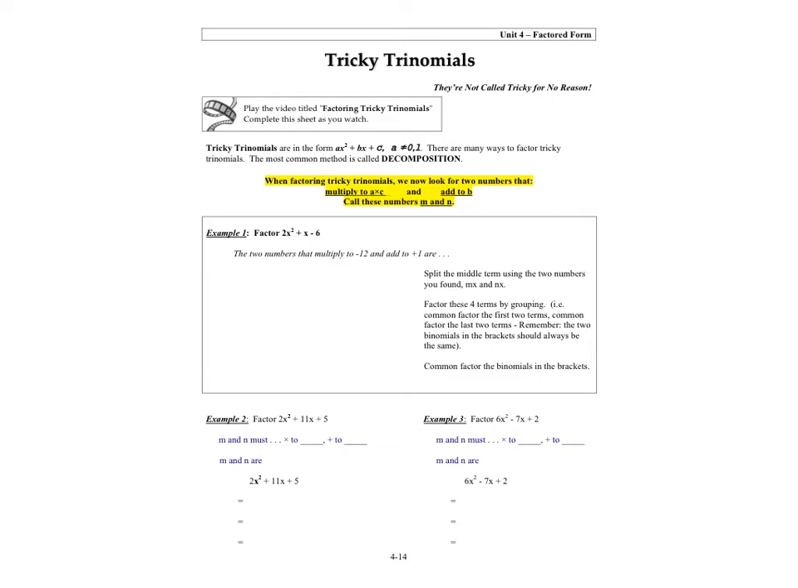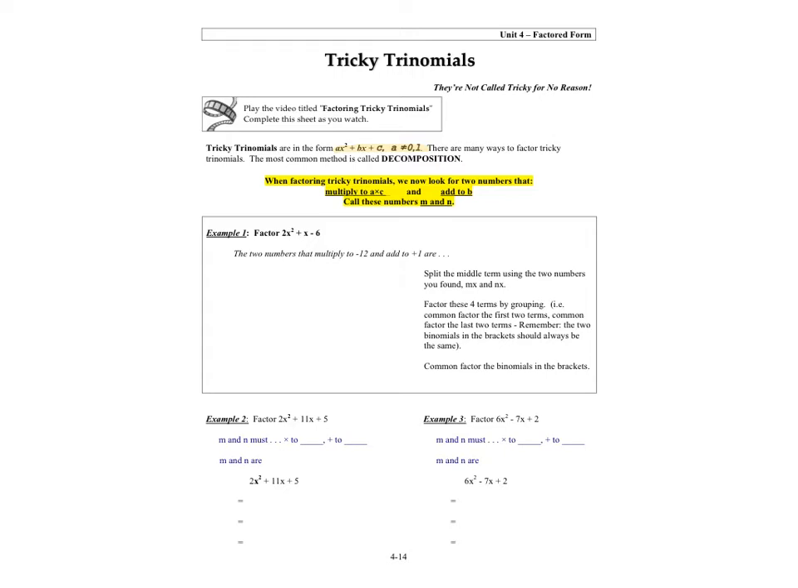What happens when the value in front of x squared is not 1? So what happens when you don't have a simple trinomial? These are called complex trinomials, or for the purpose of this lesson, tricky trinomials. But pretty much whenever the a value is not equal to 1 or 0, you have a complex trinomial and you have to use a different method. Okay, you can't use that shortcut anymore.